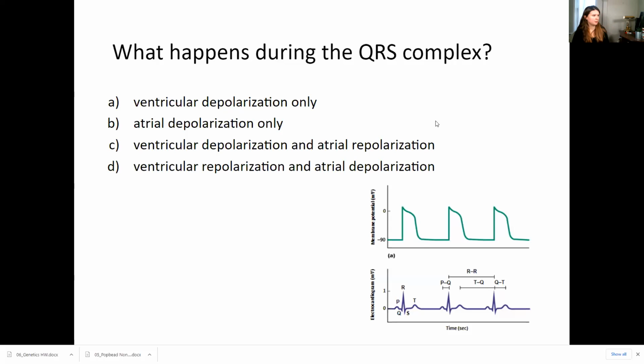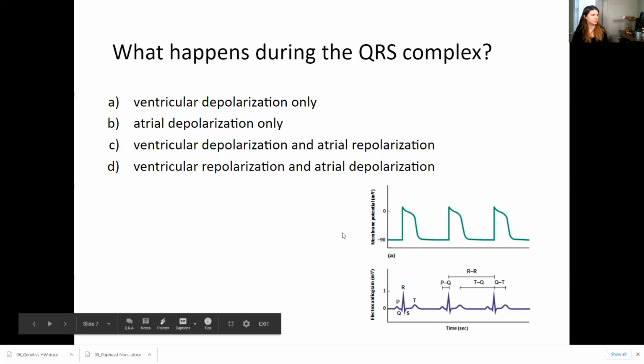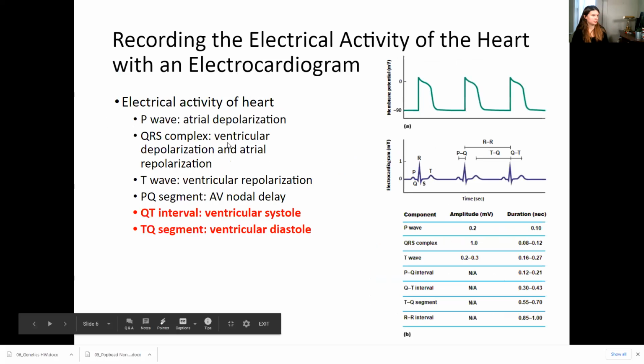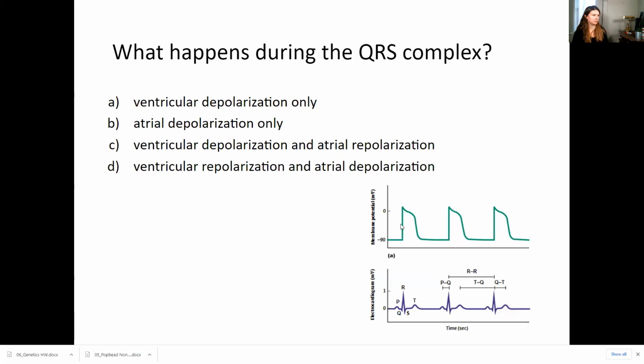But what's happening during the QRS complex, right? Go directly back: QRS complex, ventricular depolarization and atrial repolarization, right? So that would be C. Depolarization means basically systole, we're contracting, we've sent the electrical signal to those cells in the ventricles.